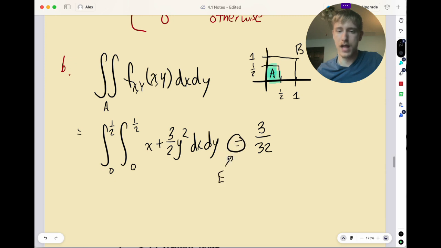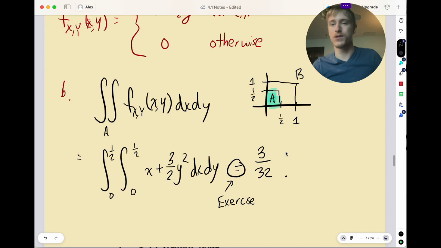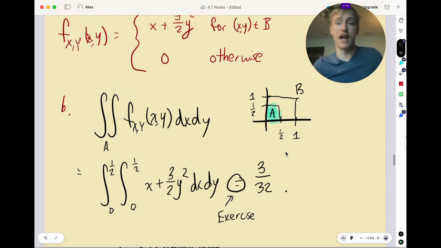So this, I'll have you do that as an exercise. And I might actually post a separate video giving you some tips and tricks for double integrals and single integrals, just because, I wish someone would have told me this stuff. But yeah, that's essentially how you do it. So you integrate over a region this time.